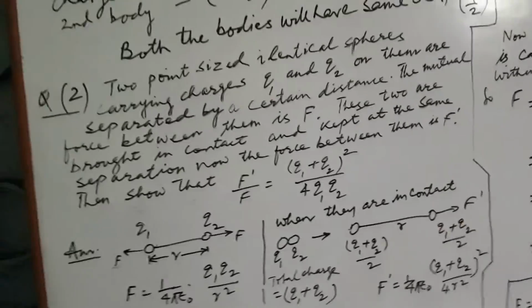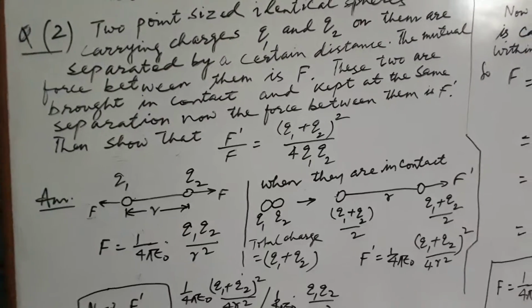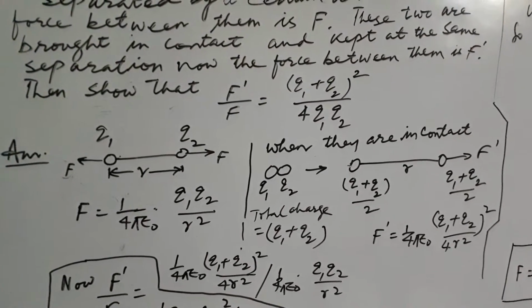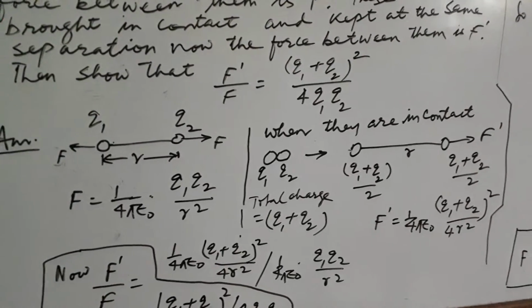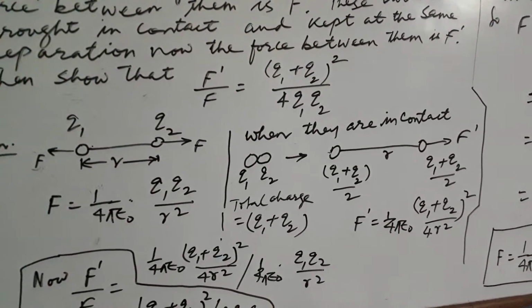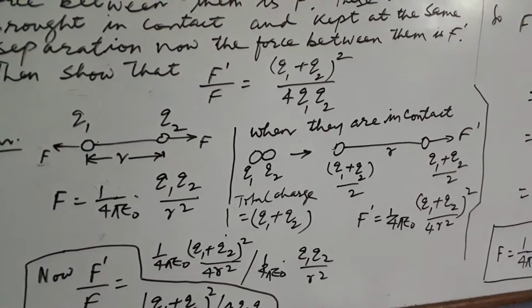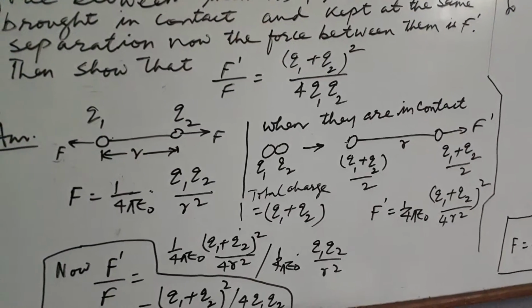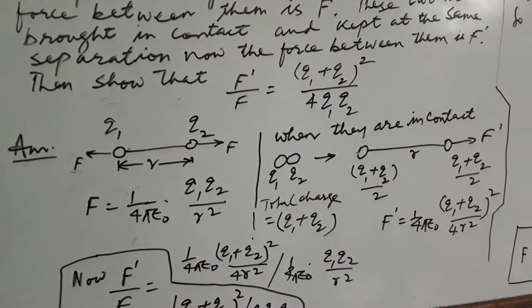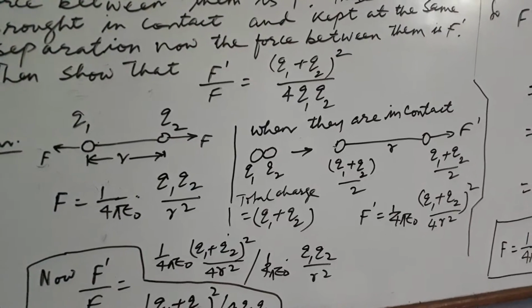So in the first case, when q1 and q2 are separated by r, Coulomb's repulsive force may be written as F equal to 1 by 4 pi epsilon naught q1 q2 by r square. In the second case, when they are brought in contact, we find the total charge. When they are in contact, the total charge is q1 plus q2, and charge always remains conserved. We know that charge can neither be created nor destroyed. So after separation, the charge on each object will be (q1 plus q2) by 2.